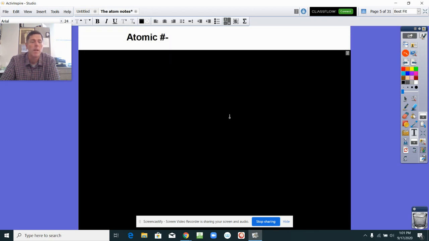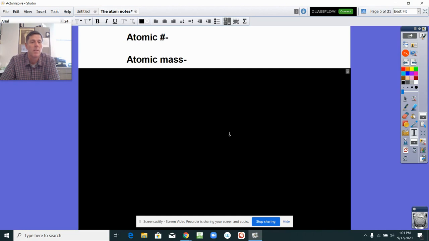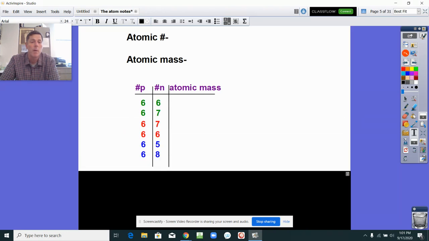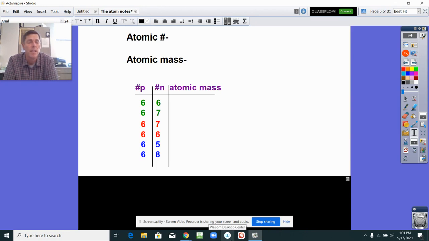Okay, real quick, atomic number, briefly, is the number of protons. Atomic mass is the number of protons plus the number of neutrons. So I want to go through here real quick. Let's say I've got this. If you had a periodic table handy, the number of protons is 6. That means it's atomic number 6, which is the element carbon. So all of these have 6 protons. They're all the exact same element. Now the number of neutrons can vary, and that's what we're looking at here.